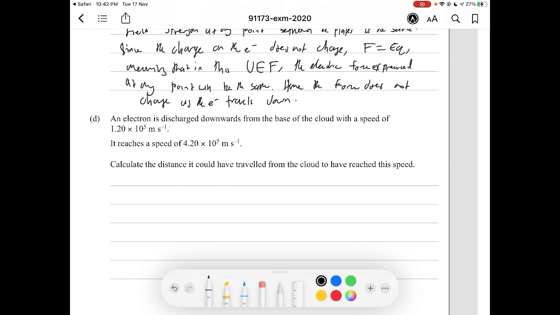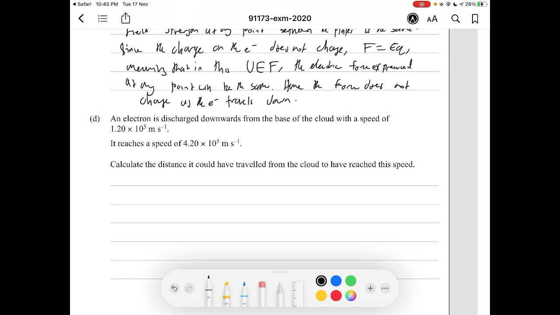So once the electron is in the electric field that's between the cloud and the ground, it's going to have an electric potential energy. And this electric potential energy is going to be converted into kinetic energy as the electron accelerates down towards the ground, which is positively charged. So once it accelerates downwards, it's going to gain kinetic energy. It's going to lose electric potential energy, and once it reaches the ground, it's going to have no electric potential energy, and all of its electric potential energy has been converted into kinetic energy.